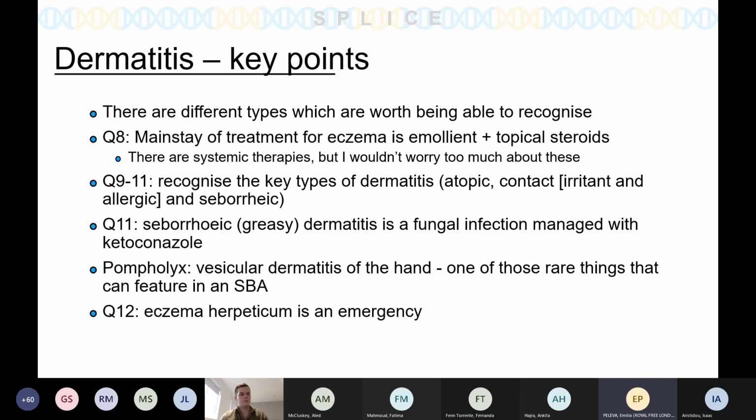Often they also have a bacterial infection as well, because if the eczema is so bad that they're having eczema herpeticum, it's often both. But it's one of the few emergencies, and we do take it seriously. Cool, great input. Let's move on.